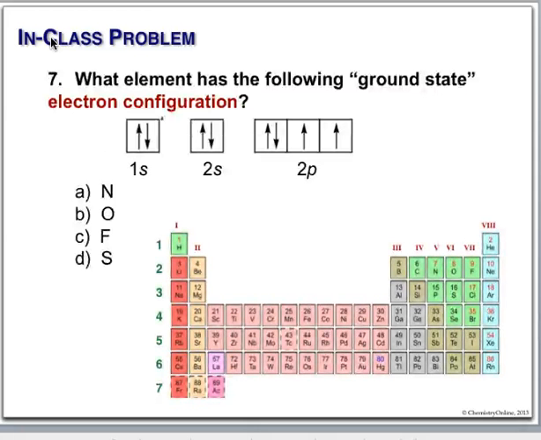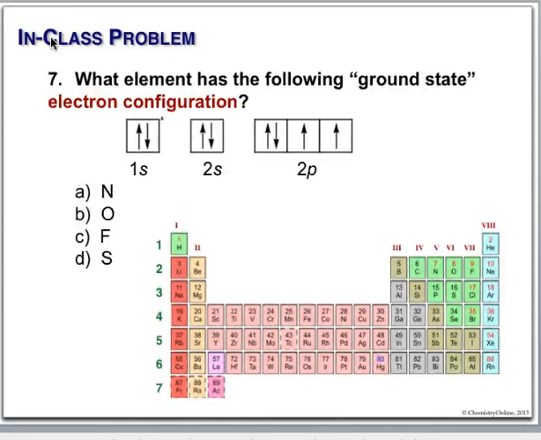All right, here we have a ground state configuration. Again, this is just terminology. That means just the element in its standard state, as it sits there happily on the periodic table. This is its electron configuration, and we just want to figure out what it is.